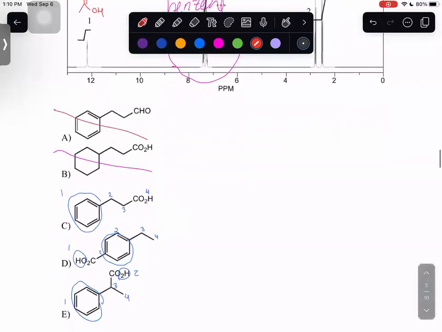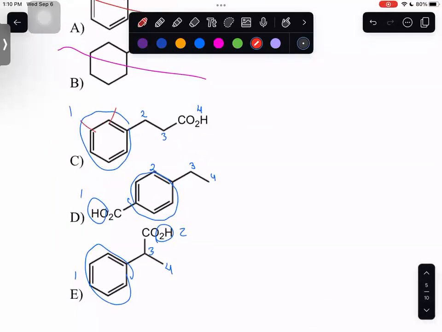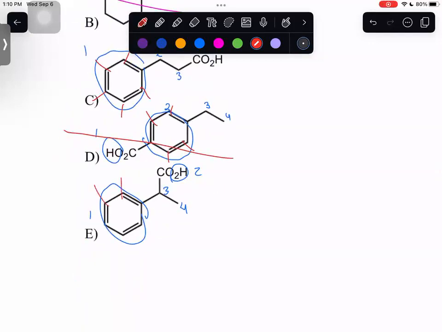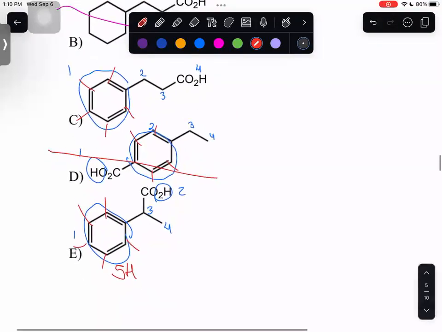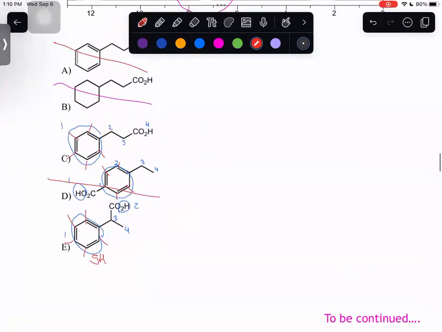So let's look at the answer choices. C has 1, 2, 3, 4, 5. D has 1, 2, 3, 4. So that's why D is not the answer. E has 1, 2, 3, 4, 5. So far it's matching. But eventually, once you do each of those, you're gonna see that E is not gonna match the integration of all of them.